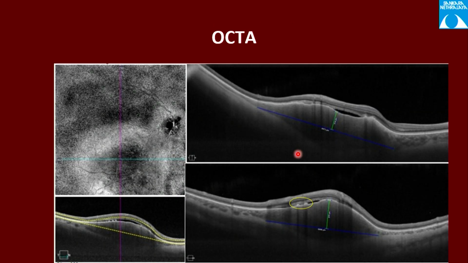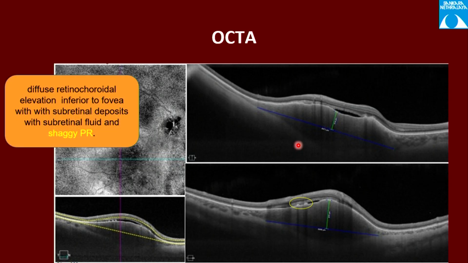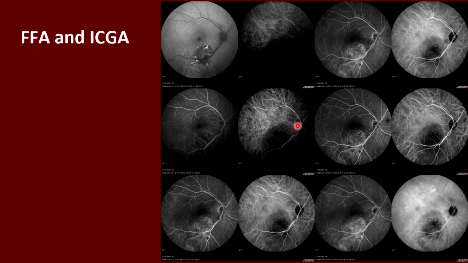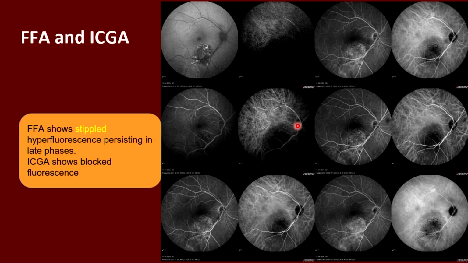OCT was done, which shows the presence of a diffuse retinochoroidal elevation inferior to the fovea with subretinal deposits, and also subretinal fluid, and you can see these two hyperreflective elevated lesions just seen sub-RPE. They are nothing but shaggy photoreceptors, meaning the photoreceptors are very much swollen. And FFA and ICGA were done. As you can see, it is a hypofluorescent lesion with slight hyperfluorescence in between, which progresses to become hyperfluorescent in the late stages. Whereas on ICGA, it is a hypofluorescent lesion, and blocked fluorescence is seen.